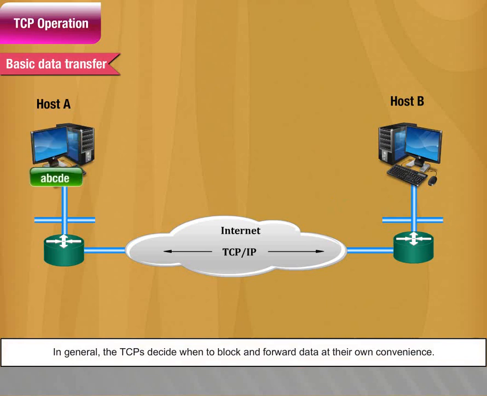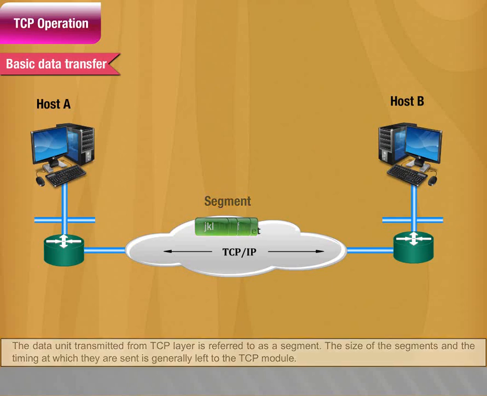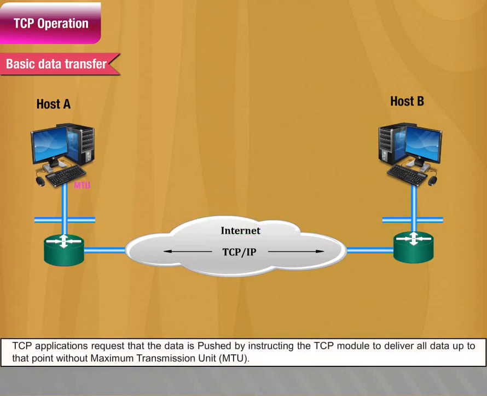In general, the TCPs decide when to block and forward data at their own convenience. The data unit transmitted from the TCP layer is referred to as a segment. The size of the segments and the timing at which they are sent is generally left to the TCP module. TCP applications request that the data is pushed by instructing the TCP module to deliver all data up to that point without regard to the maximum transmission unit (MTU).